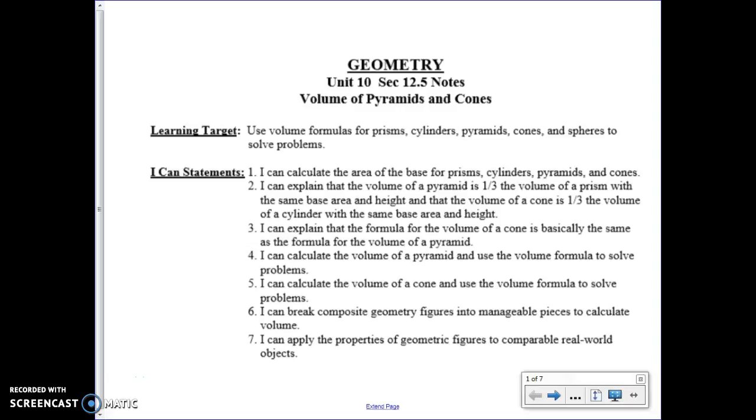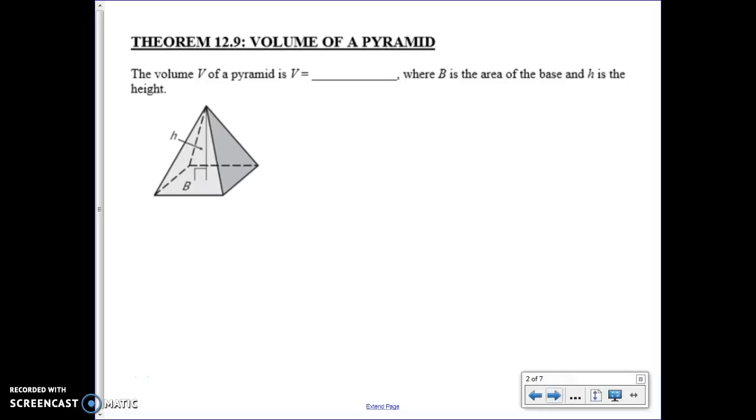Hey guys, today we're looking at volume of pyramids and cones. So let's dive right in to the formulas.